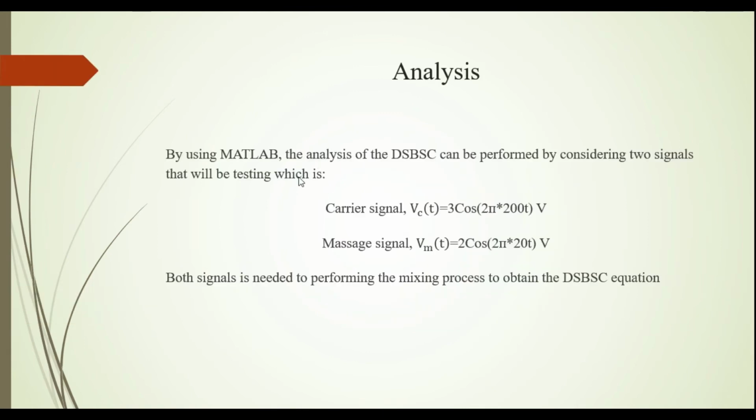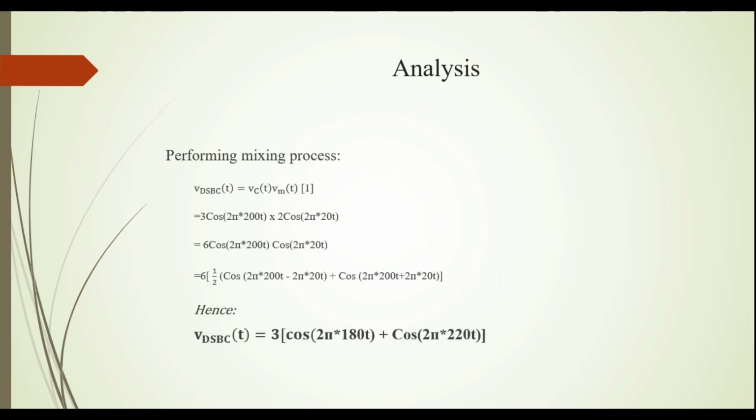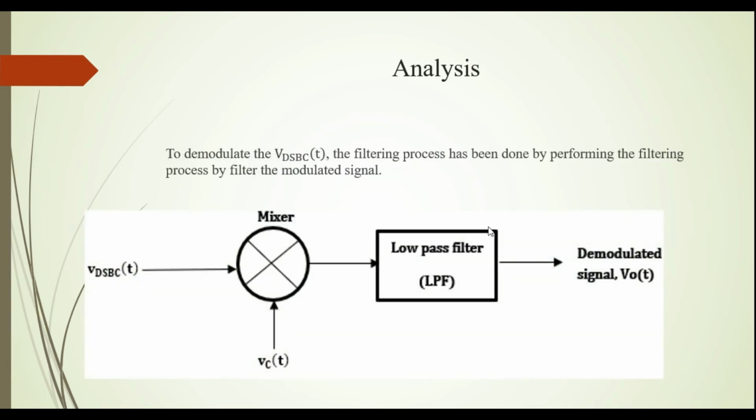For the analysis, we will consider the two signals, the carrier and message signal, and then we will perform the mixing process to obtain the double sideband suppressed carrier. By performing the mixing process with the two signals, we get V double sideband carrier, this equation. Then we will do the demodulation process by mixing the double sideband suppressed carrier with V carrier. Then we will insert the low pass filter and we will get the demodulated signal.